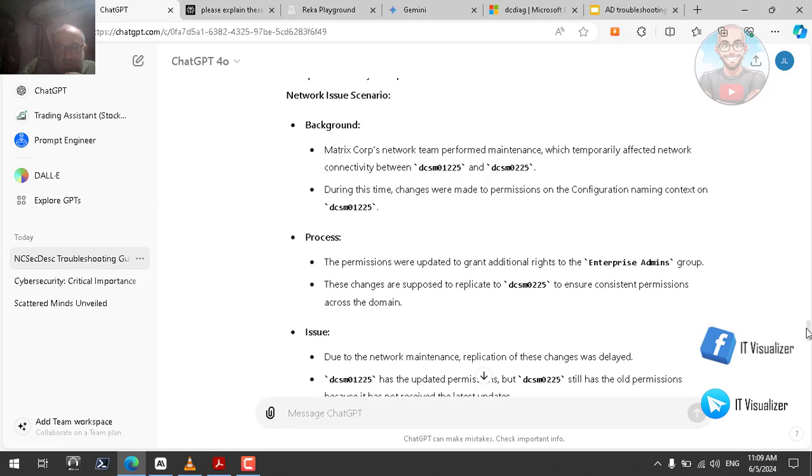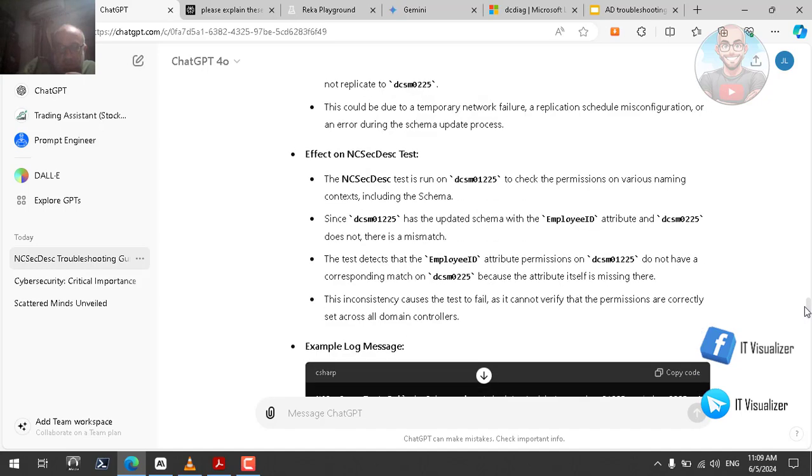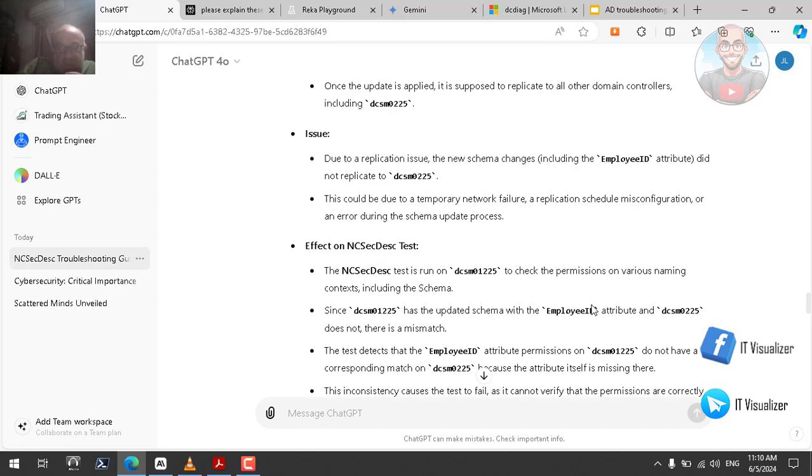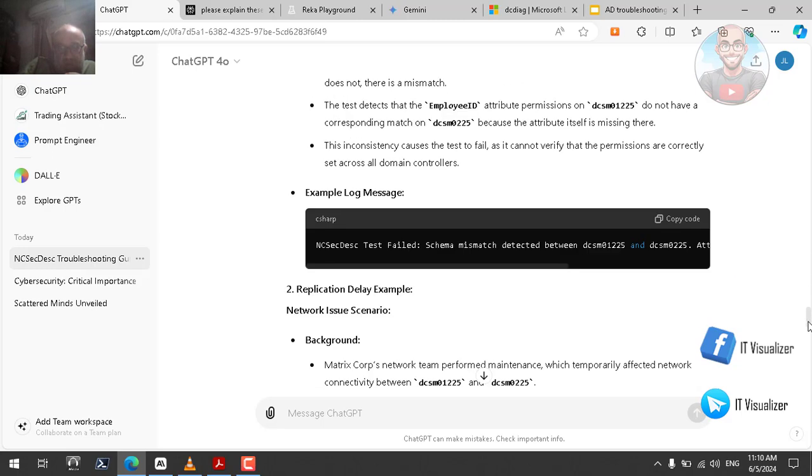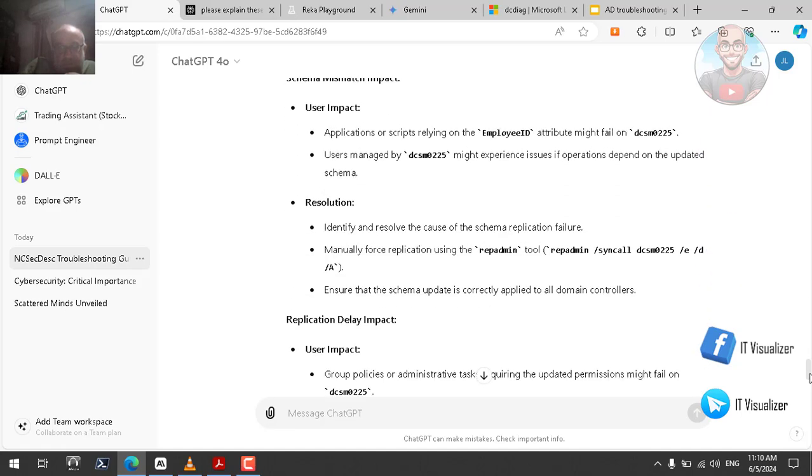Now it seems the example is more clarified. For example, you have added to the schema something called employee ID, okay, and it is not replicated. So it will not appear in other Active Directory databases, and the permissions will not be set on this newly created attribute. Okay, so let's see the answer here because I think it's very, very good. Let's read it loudly.